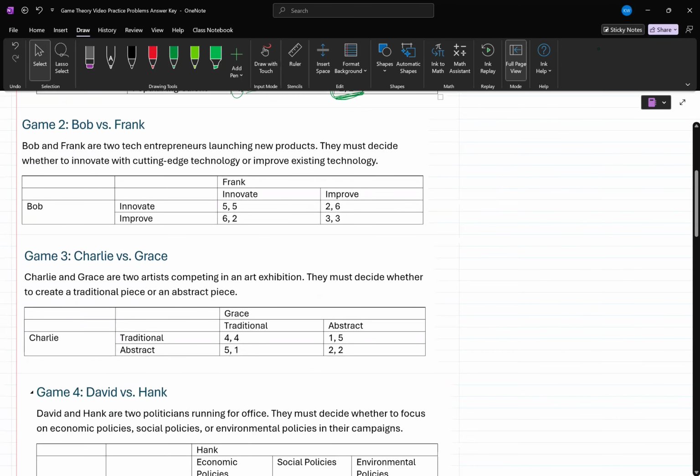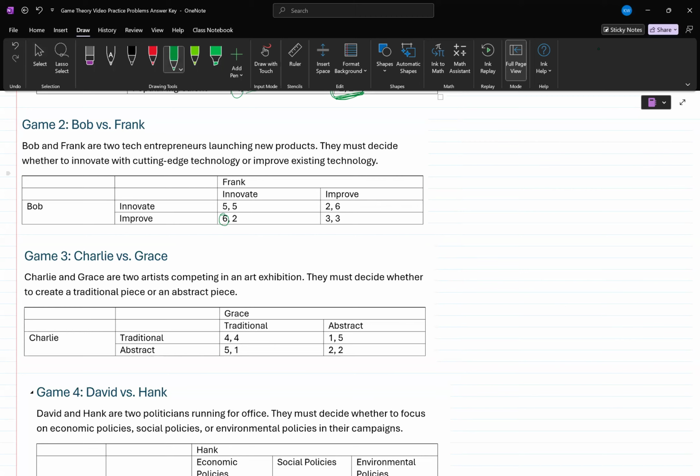Next, let's look at Bob and Frank. Bob and Frank are two tech entrepreneurs who are launching different new products. They must decide whether to innovate with cutting edge technology or just improve their existing technology. Presumably they're in competition with each other. So again, we're going to start by analyzing Bob's options and assuming that Frank plays innovate. Bob is going to select improve.